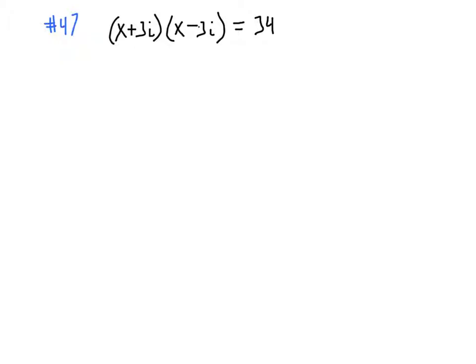All right. So what we need to do then is go through and multiply those two complex numbers together first. That means we have to FOIL. So x times x, x squared, x times negative 3i, 3i times x, and 3i times negative 3i.